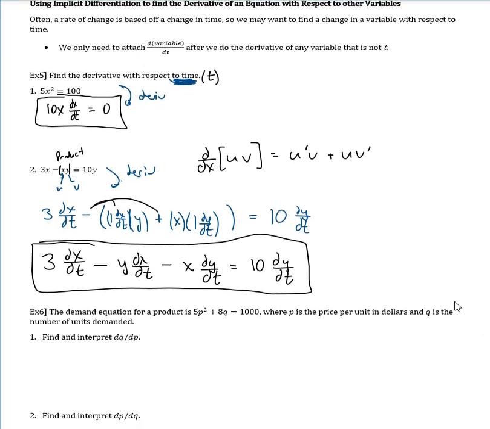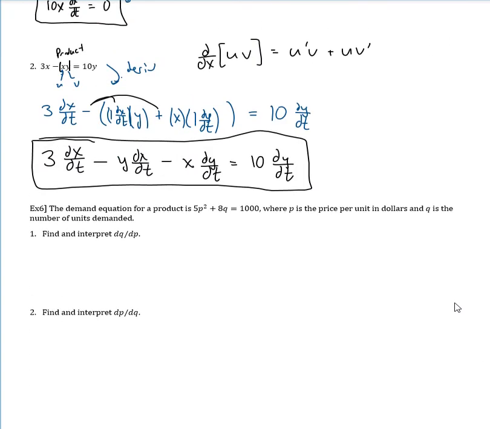It doesn't have to always be with respect to time, though. Let's do one other type of problem where they give us the demand equation for a product: 5p squared plus 8q equals 1,000, where p is the price per unit in dollars and q is the number of units demanded. On this it says find and interpret dq dp. So this means we're doing the derivative with respect to p.